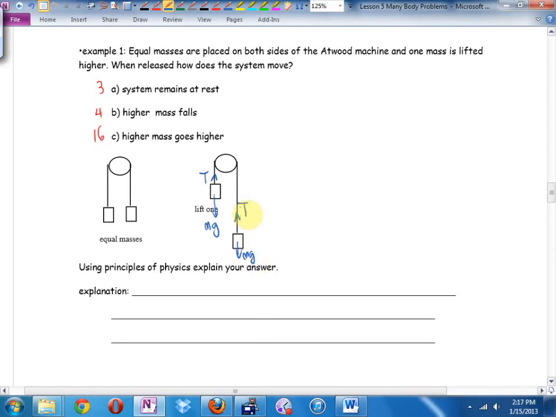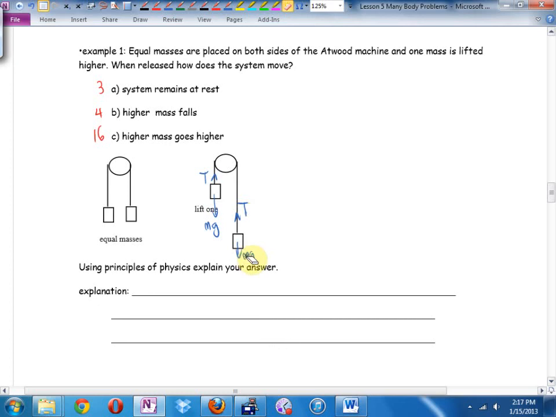Now, it looks like most of you feel C is the correct answer. So if C is the correct answer, if the higher mass is going higher, then this must be your winner. Is that what you guys are saying? Yeah? So anything that ends up pointing down on the right-hand side is going to be winner, plus. Anything that ends up pointing up on the right-hand side is going to be loser, minus.